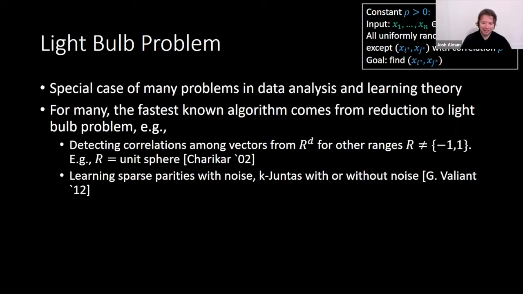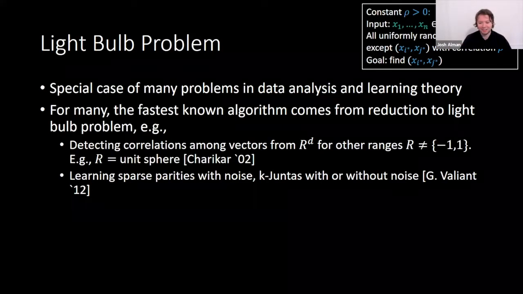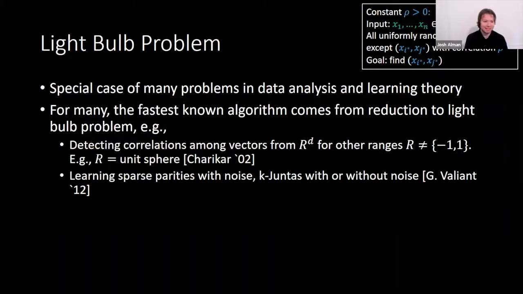Another thing is that in learning theory, there are a lot of nice problems, like learning sparse parities with noise, or learning k-juntas with noise or without noise, which the light bulb problem is a special case of. And the fastest known algorithms for all these also come from reducing to the light bulb problem. So the light bulb problem can be used to solve a lot of different problems along these lines.